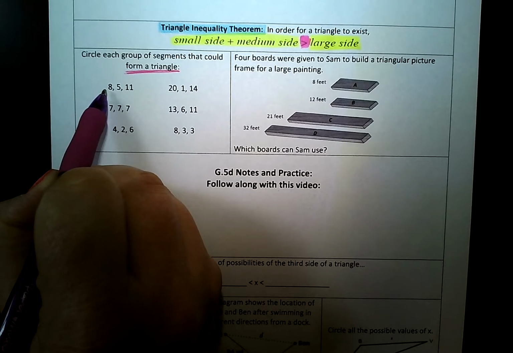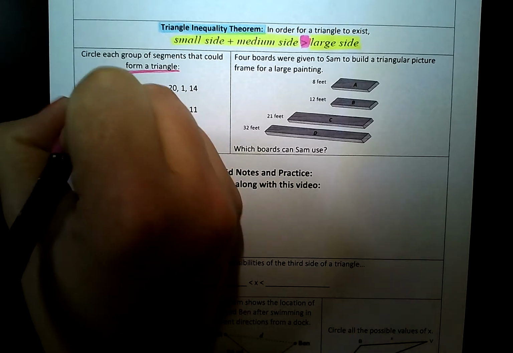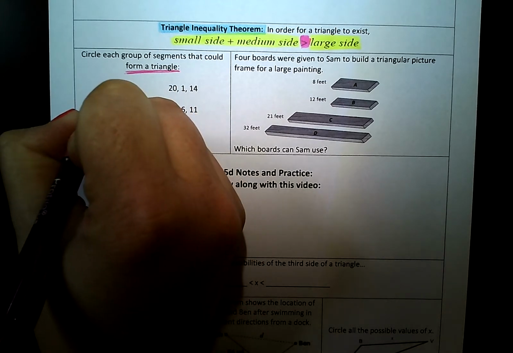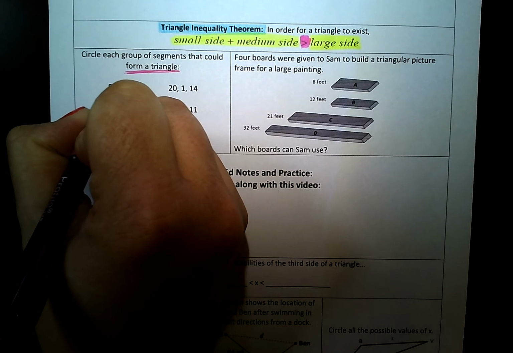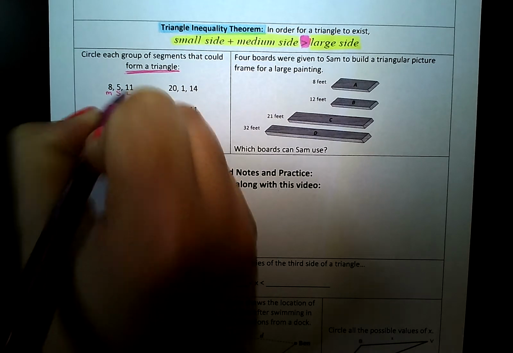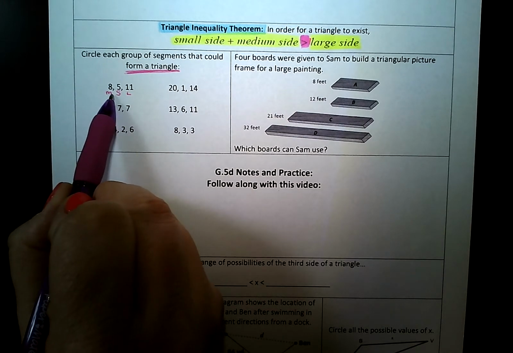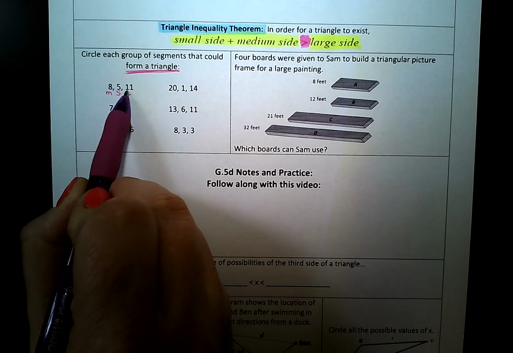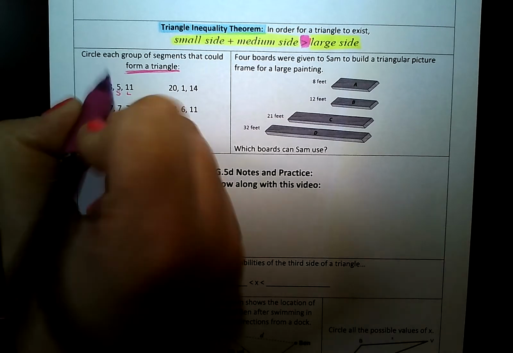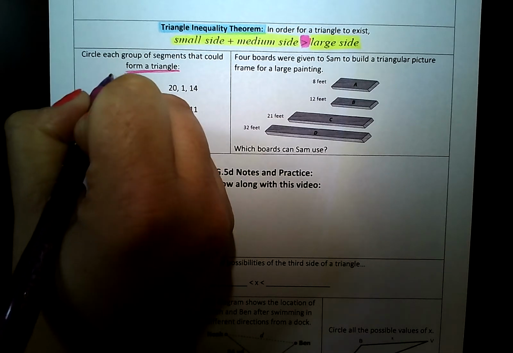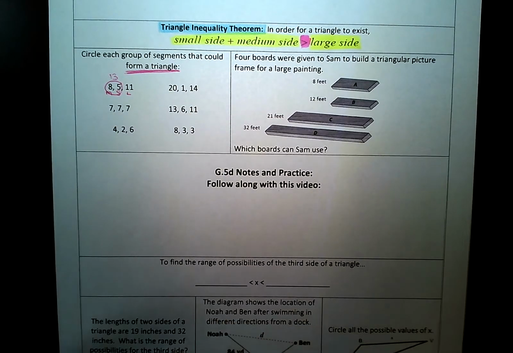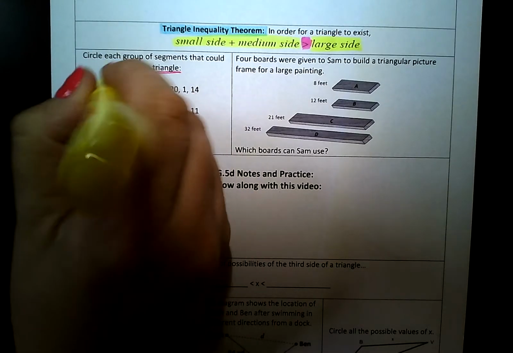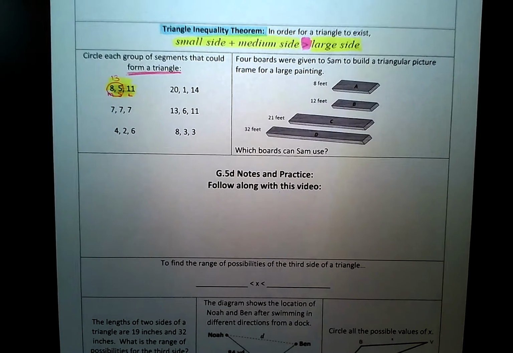I need to identify the small side, medium side, and long side. So in this set, 8, 5, and 11, 8 would be the medium side, 5 would be the small side, 11 would be the longest side. And I need to do a simple check. Does 5 plus 8 add up to more than 11? Yes, 5 plus 8, that's 13. And 13 is more than 11. So this is a side length combination that could form a triangle. So I'm going to highlight that one.